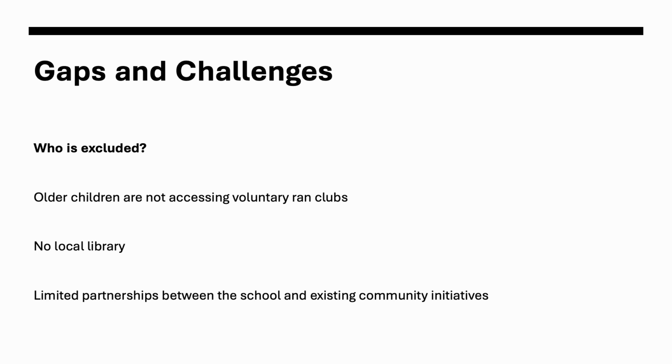Another noticeable gap is a limited partnership between the school and existing community initiatives. There is a local litter picking group led by retired residents who organise regular clean-up sessions in green spaces around the village. While this is a positive community effort, photos shared online show that no children are currently involved. This is a missed opportunity for pupils from Gavin to take part in local environmental projects that could help them develop responsibility, teamwork and pride in their surroundings.